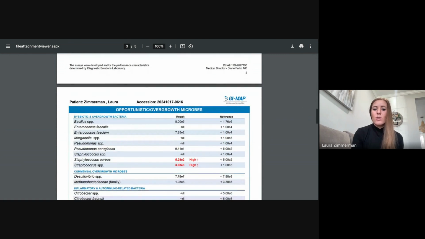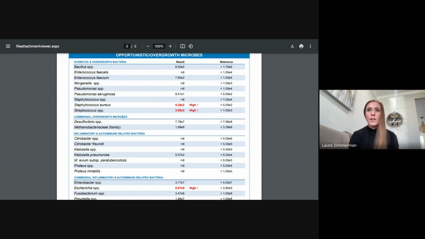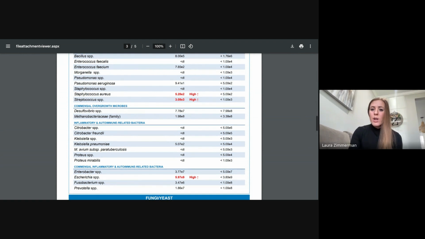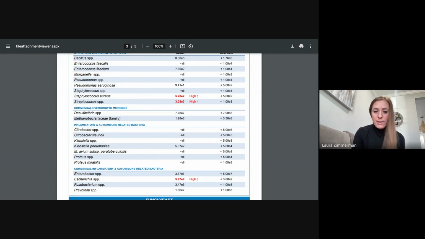This next page goes over opportunistic and overgrowth microbes. So there's dysbiotic and overgrowth bacteria, there's commensal overgrowth microbes, there's some that can secrete some inflammatory substances. And so we really are looking at, why are these here? Is it the environment itself? Is there not enough stomach acid? Are you not digesting your food? And so these are all things that we look at and think about when we're going through these stool tests.